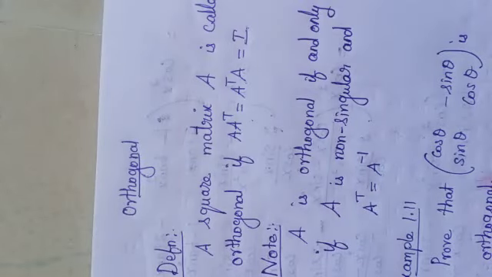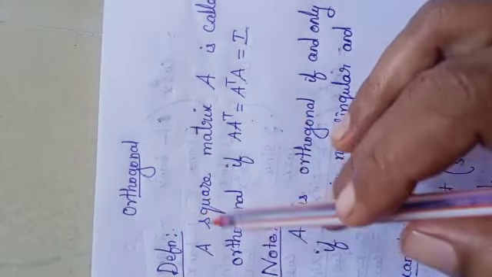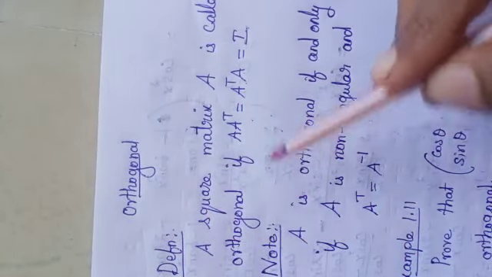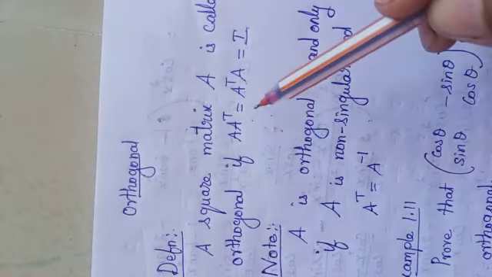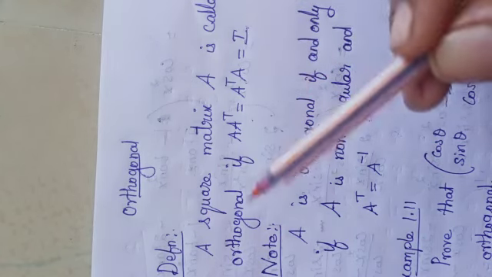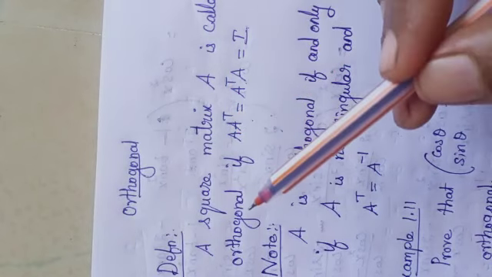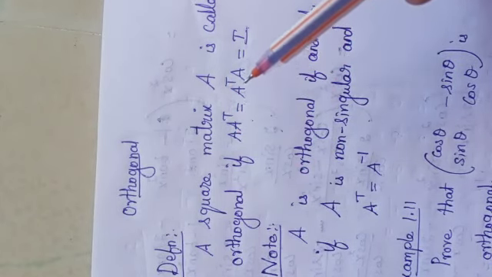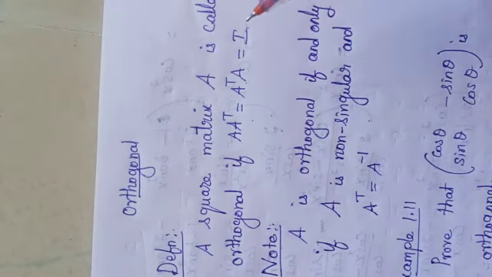The next part is orthogonal. See, definition. A square matrix A is called orthogonal if A into A transpose equal to A transpose into A is equal to I. So when we can say a square matrix is orthogonal, A into A transpose equal to A transpose into A is equal to I. I is the identity matrix.